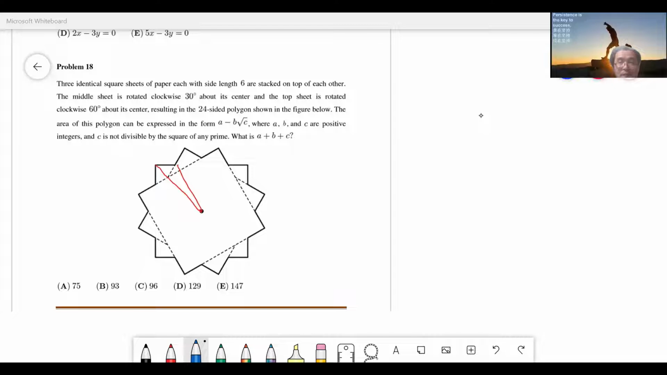So actually, if we look closely, this 24-sided polygon can be divided into 24 identical triangles shown here, right? So we have 24 identical copies of these. So if we know the area of the triangle, we just multiply by 24 to find the area of the 24-sided polygon. Then how do we find the area of this triangle?